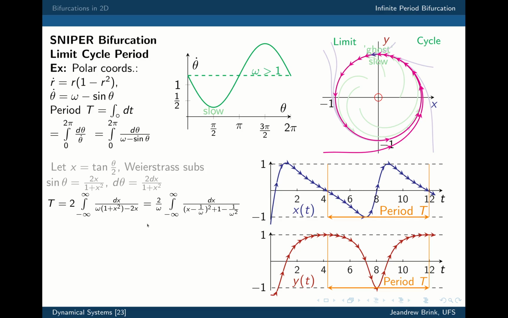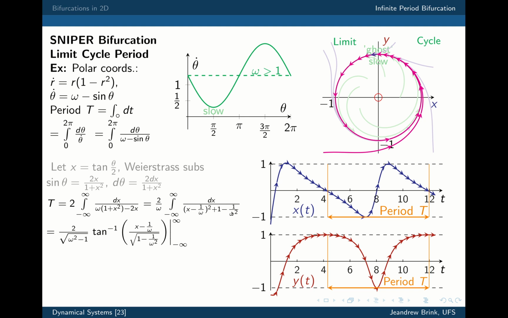And so the way we do that is we have x squared, that's fine. So we want x plus something squared, which is going to be equal to this. We examine the coefficient of x, and we see that it is a minus 2 over omega. And so we subtract minus 1 over omega here, and we square it, and then we add whatever we need back to get this expression at the bottom. So we now have this integral from minus infinity to infinity of dx over x minus 1 over omega squared plus 1 minus 1 over omega squared.